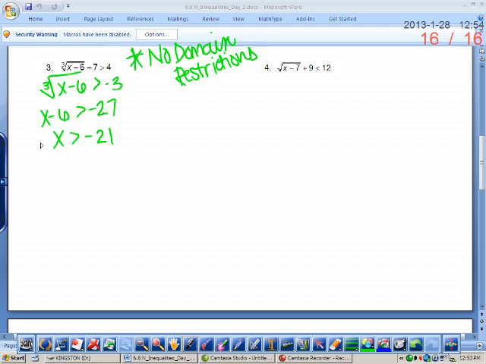Now, that all being said, I would still double check this. So let's say I plug in 0. Is 0 greater than negative 21? Yeah? What might be even easier than plugging in 0? How about 6? Yeah? 6 minus 6 is 0. The cube root of 0 is 0. And 0 plus 7 is greater than 4. So this does work. So that's my answer as an inequality. And then as an interval, it'd be negative 21 to infinity. Okay?